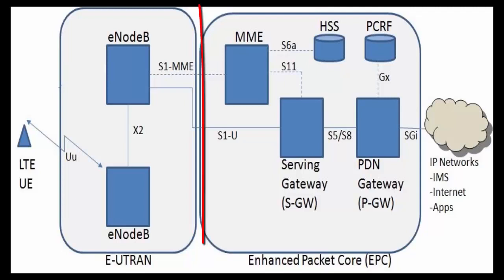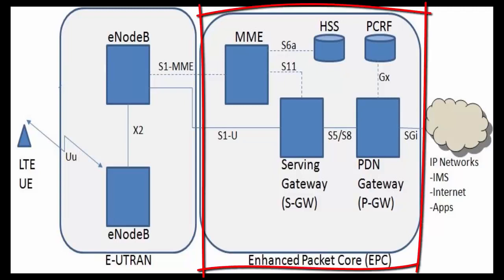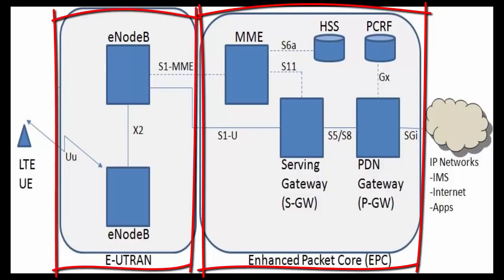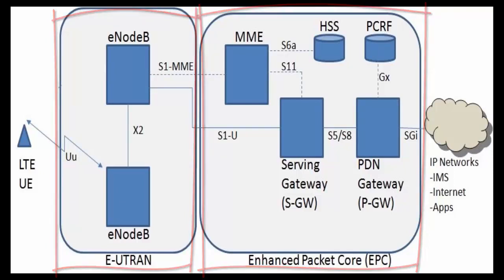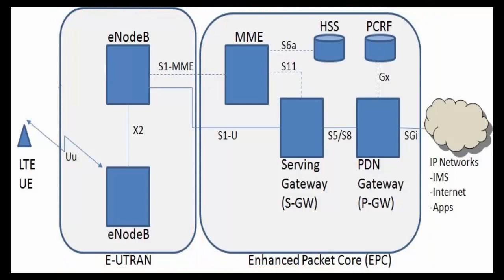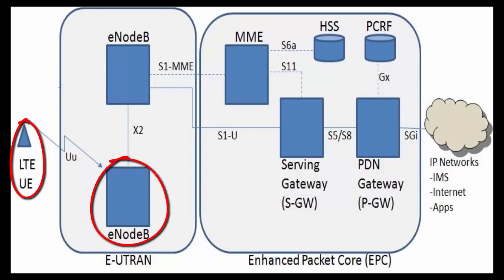Number 1, EPC, Evolved Packet Core. Number 2, EUTRAN, Evolved UTRAN or Evolved Universal Mobile Telecommunication System. UTRAN basically consists of two nodes, UE or mobile, and eNode B or evolved node B.